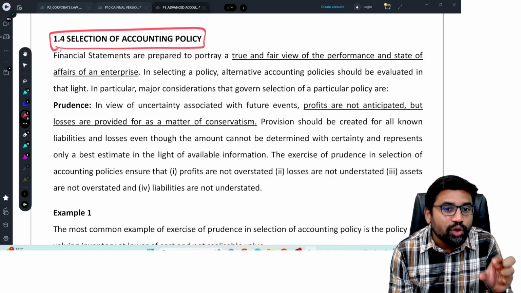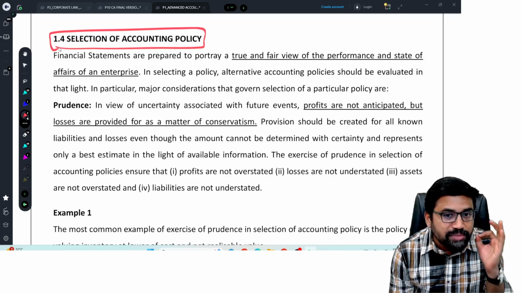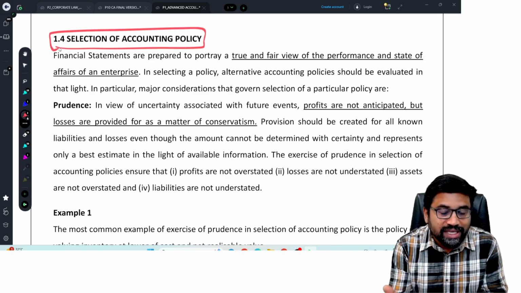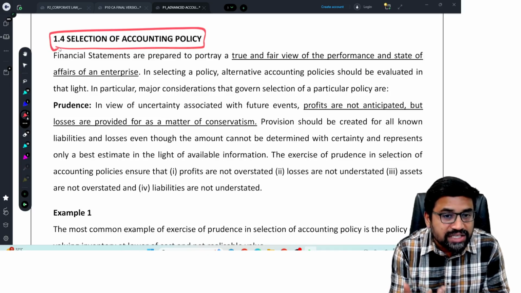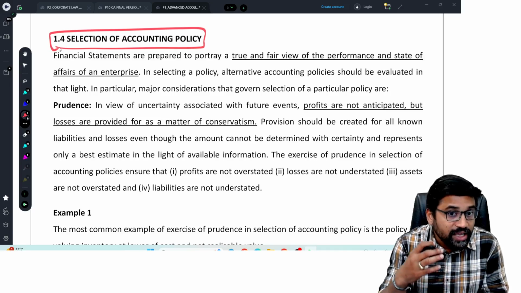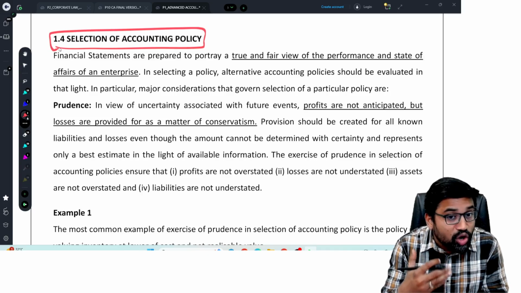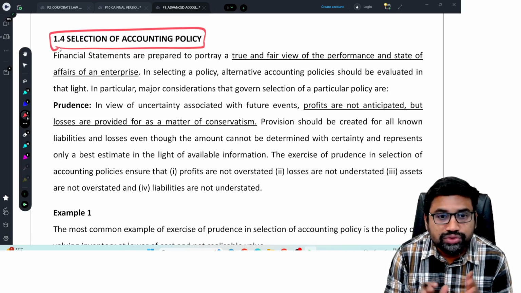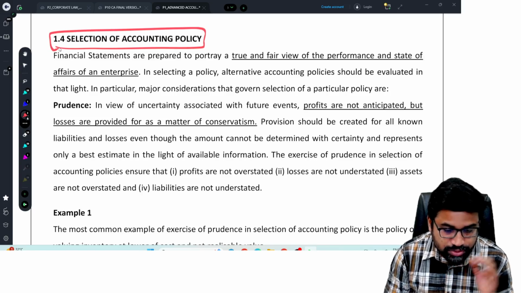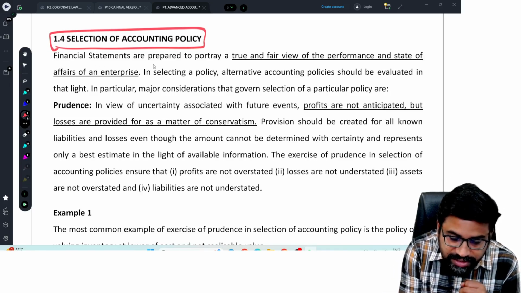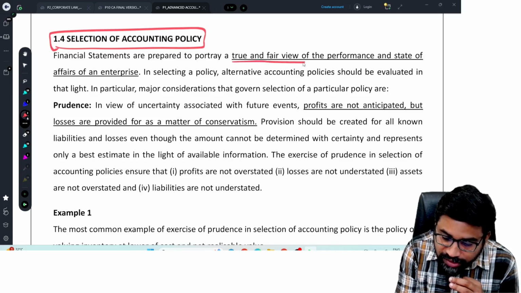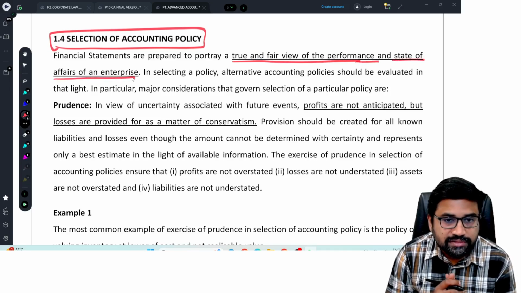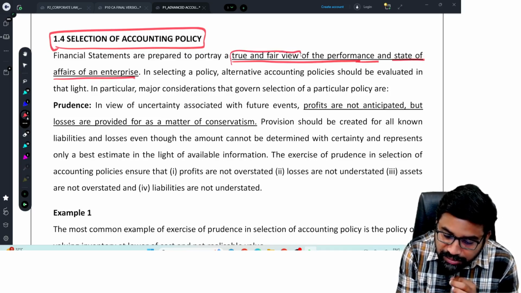Whether the policy I am following, whether the principles and methods I am selecting, is it reflecting the true and fair view? Is it enhancing the truth and fairness of financial statements? If the policy I selected is not enhancing the truth and fairness of financial statements, then we should not follow those kinds of accounting policies. So that's why they are saying financial statements are prepared to portray a true and fair view of the performance and state of affairs of the enterprise. So true and fair view, this is the main important point.